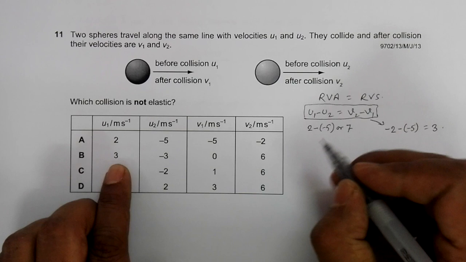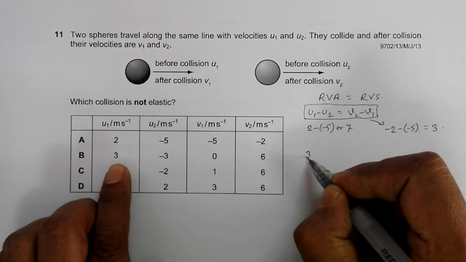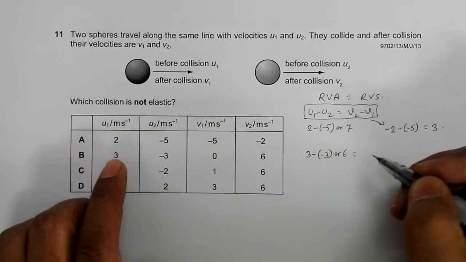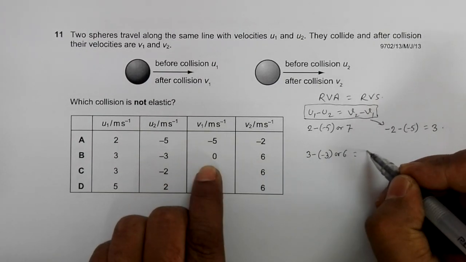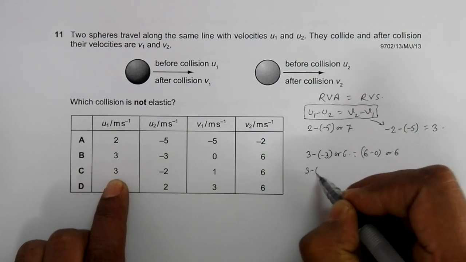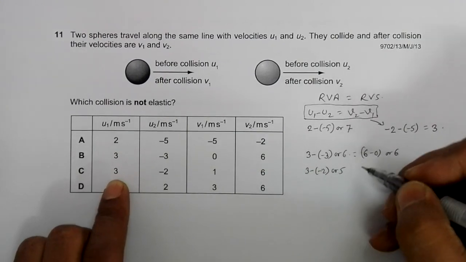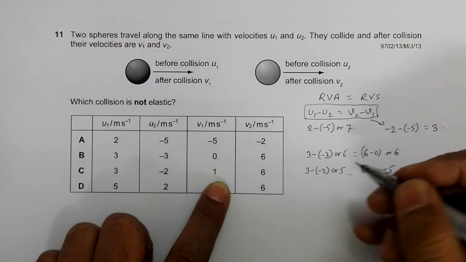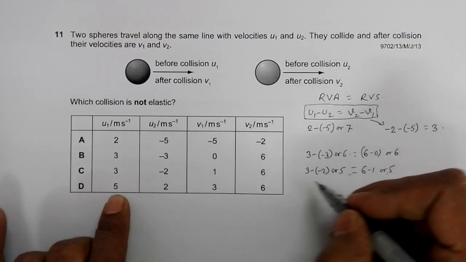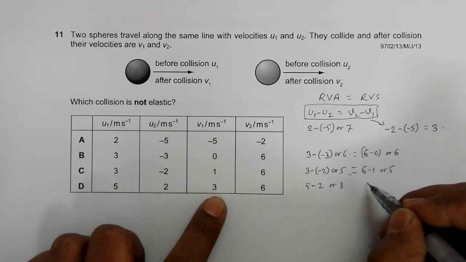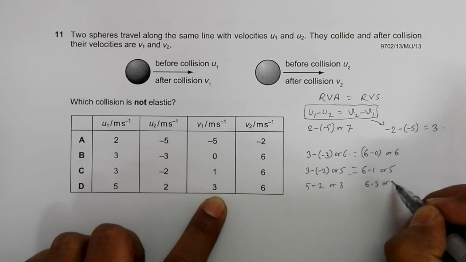In choice number B we have u1 minus u2 is 3 minus minus 3, which is equal to 6, and v2 minus v1 is simply 6 minus 0, which is equal to 6. They are equal. Here it is 3 minus minus 2 or 5, and here it is 6 minus 1, which is also 5. They are equal. And here it is 5 minus 2 or 3, and here it is 6 minus 3 or 3. So they are also equal.